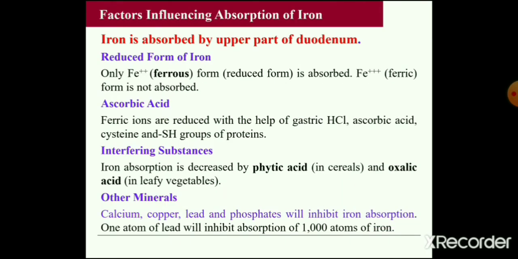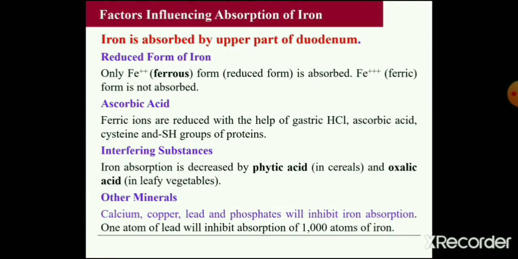Now we have to write about the factors influencing iron absorption. Iron is absorbed in the upper part of the duodenum, and usually iron is absorbed in the reduced form. That is, only in the ferrous form it is absorbed, not in the ferric form. Remember, only in the ferrous form.